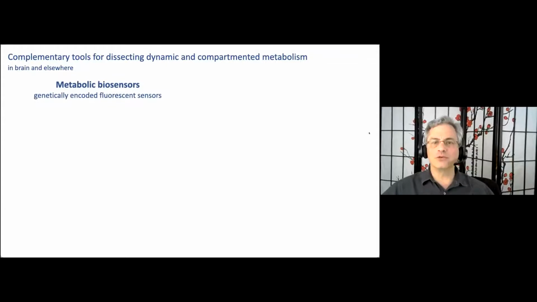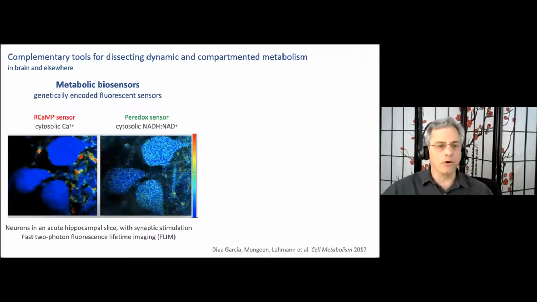So one obvious tool for addressing these questions is metabolic biosensors. They're really good at both dynamic and compartmented metabolism. I will give you an example of 2 sensors deployed in an acute hippocampal slice from a mouse. We've excited these neurons with synaptic stimulation, and we follow these 2 genetically encoded sensors at the same time, using fast fluorescence lifetime imaging, which is particularly good for quantitation.